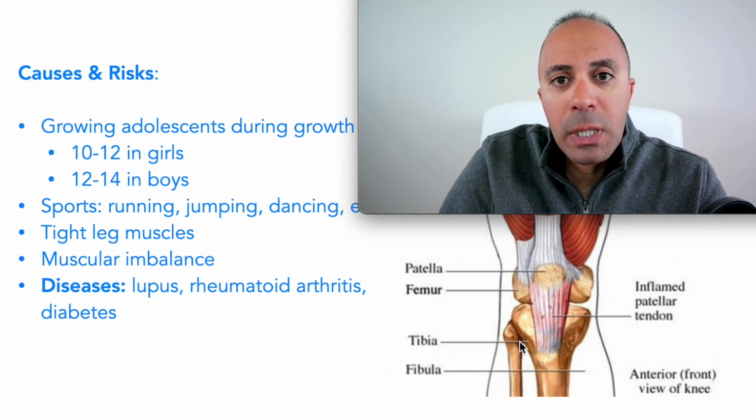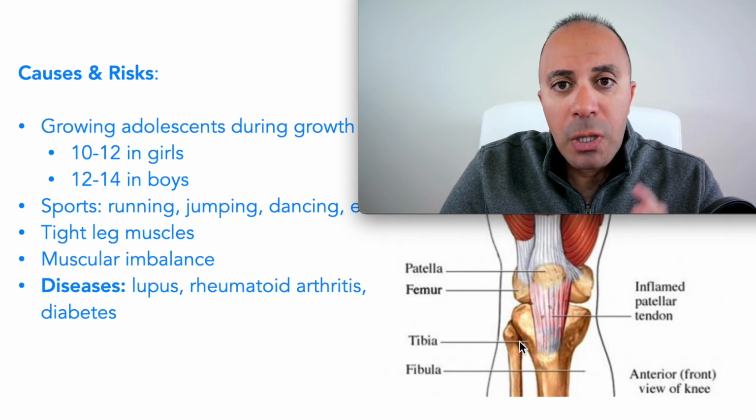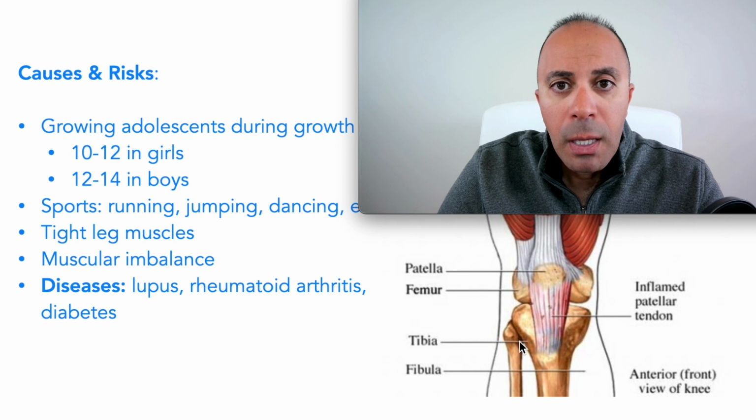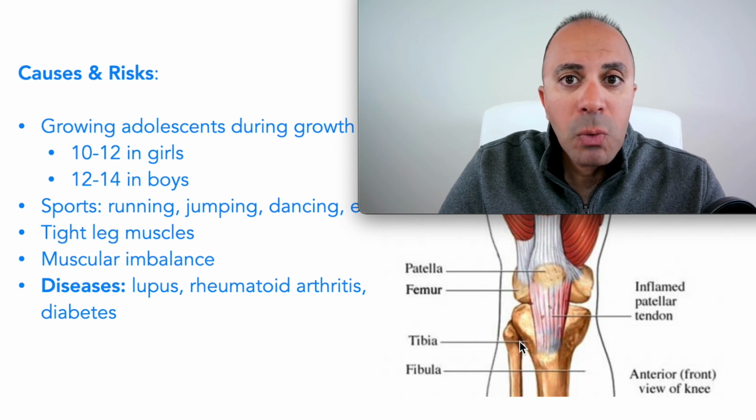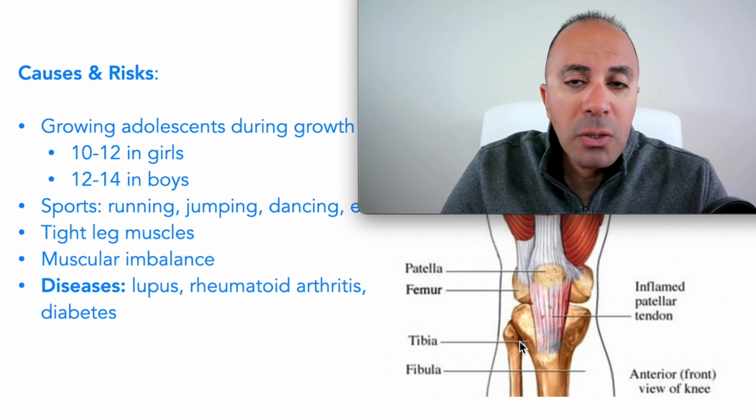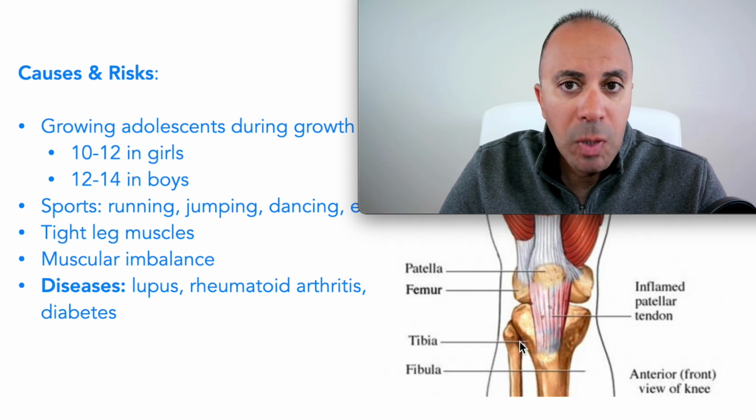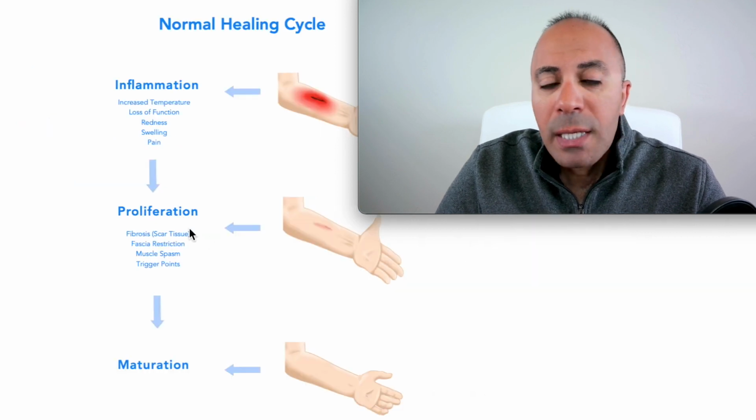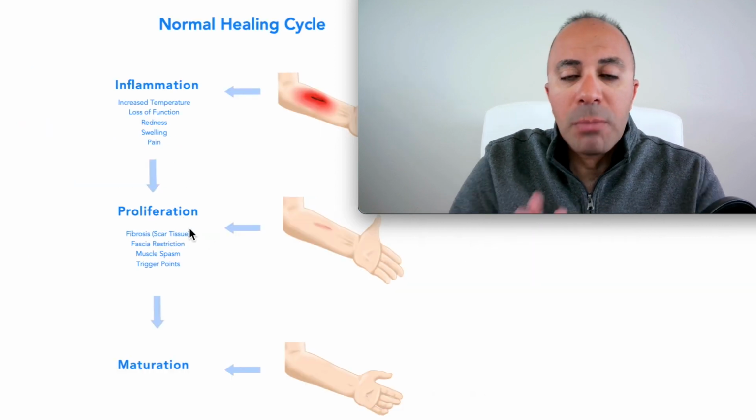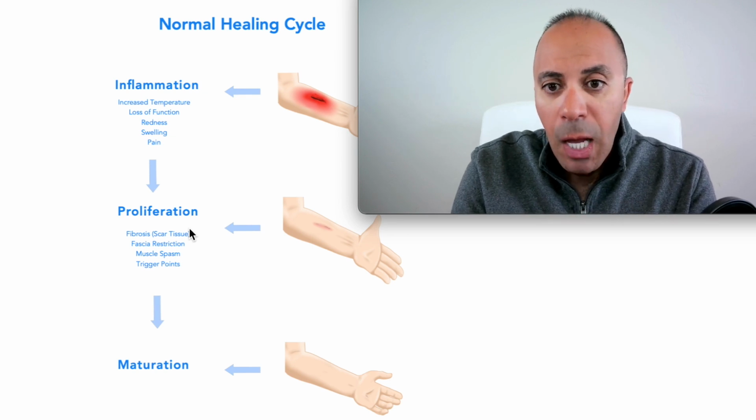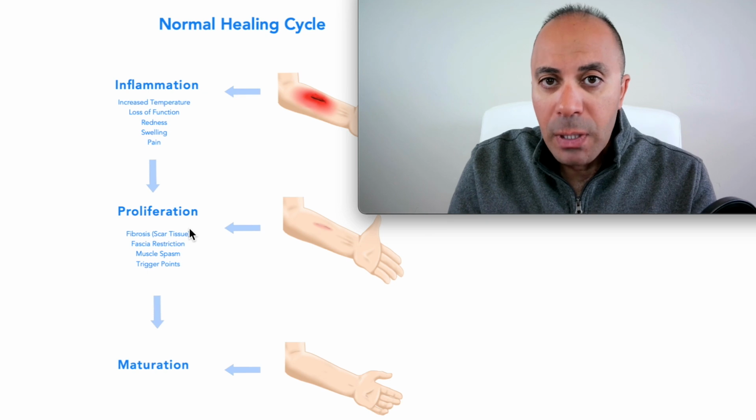So how do we treat the root cause of Osgood Schlatter disease? In order to answer this question, we need to understand the normal healing cycle, and based on that, the treatment will make a lot of sense for how to get rid of Osgood Schlatter disease or relieve the symptoms you might be experiencing. I'm gonna use an external paper cut for visualization, but this is a normal healing cycle that happens internally in the knee. We don't see it because the skin covers it.